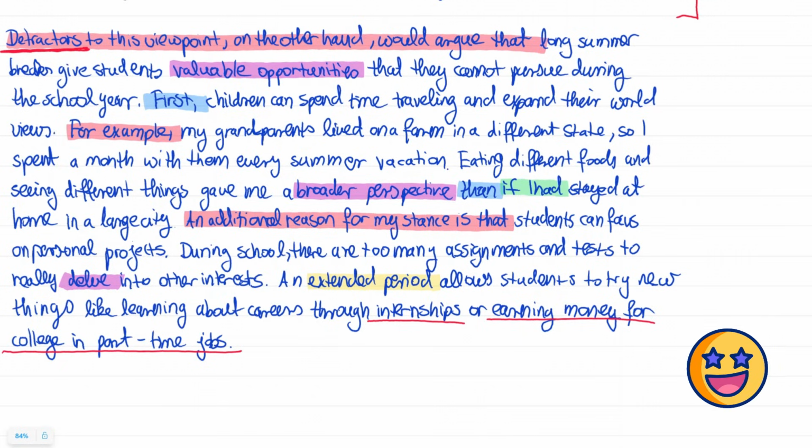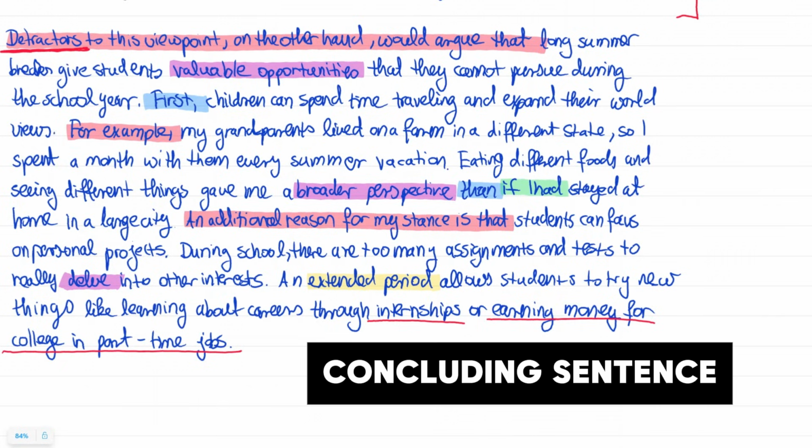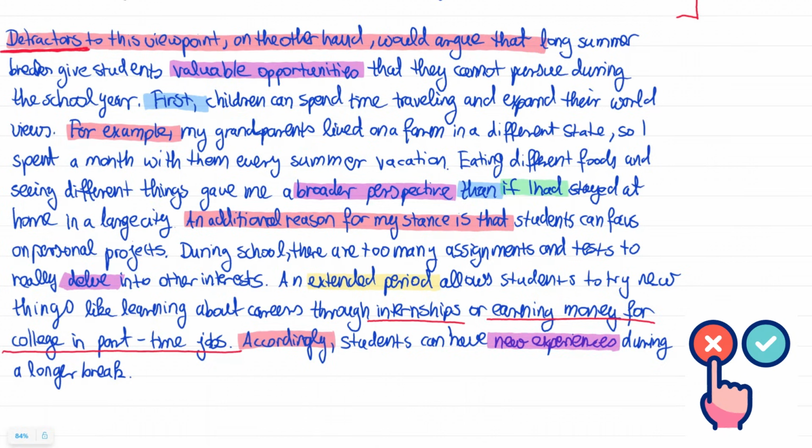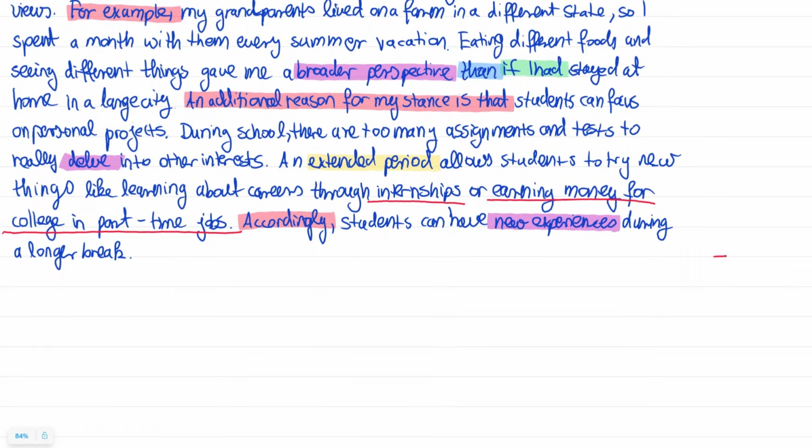That's two good reasons for the long breaks, so let's add a concluding sentence for the paragraph. Accordingly, students can have new experiences during a longer break. You can see that I summarized both ideas into a general claim of new experiences. That's because I don't want the reader to try to decide whether my example experiences are good or not. Experiences in general is much stronger because it includes things I haven't talked about too. We have finished the body of our essay, so it's time to add the conclusion. Don't forget to leave some space between this paragraph and the conclusion.